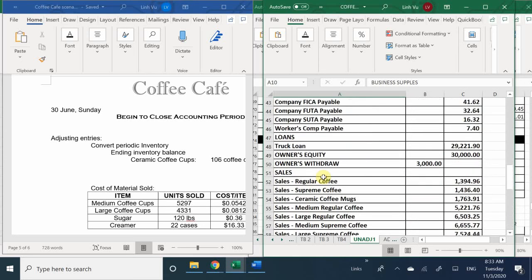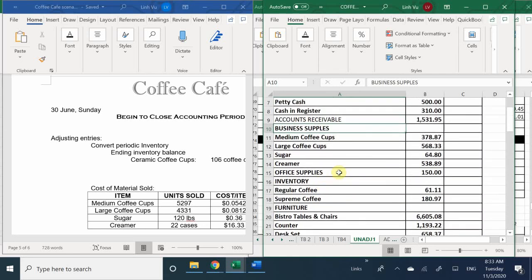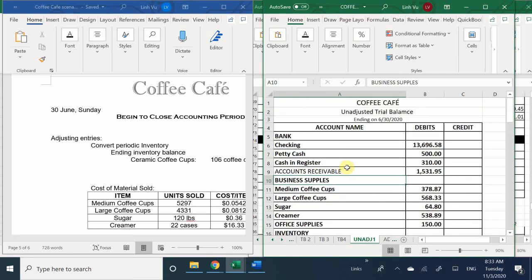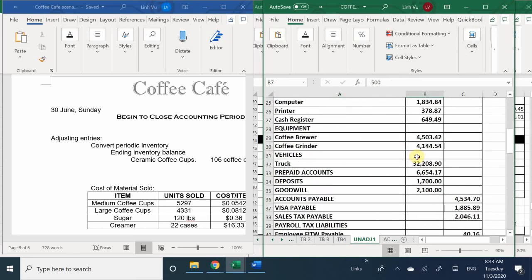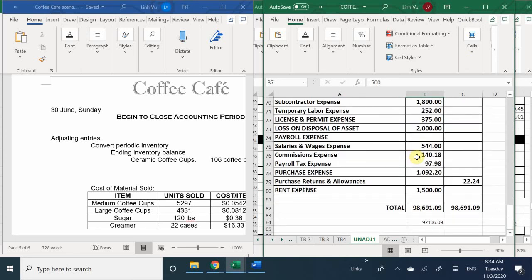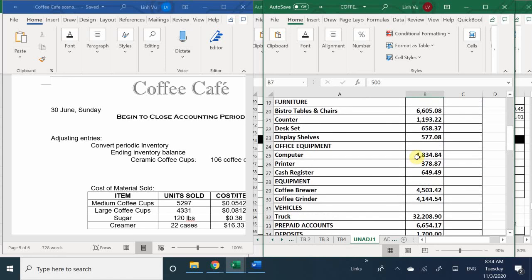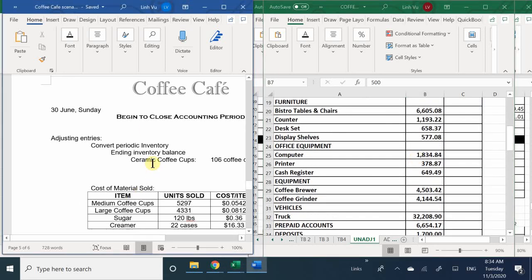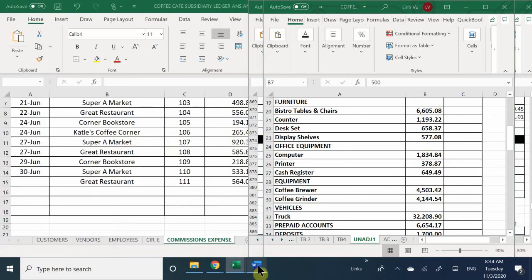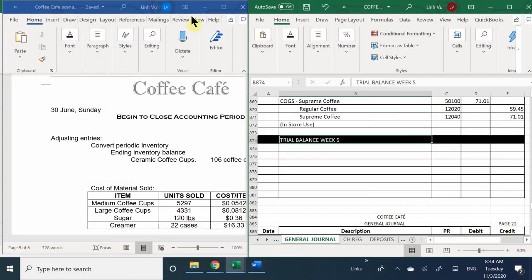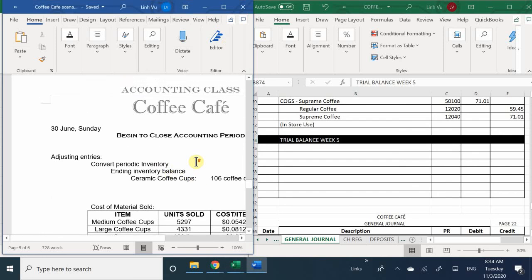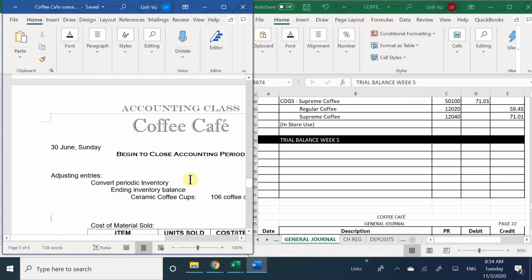So the adjusted trial balance, what we're going to be doing today, which is step number 6, is doing our adjustment entries. Okay, so here, we match our unadjusted trial balance. So what's going to happen next is now we're going to officially start doing our adjustment entries and then close our books. So without further ado, let's get started. So here we are, and it says begin closing your accounting period.